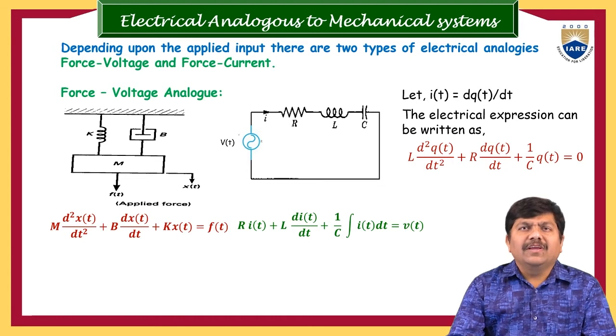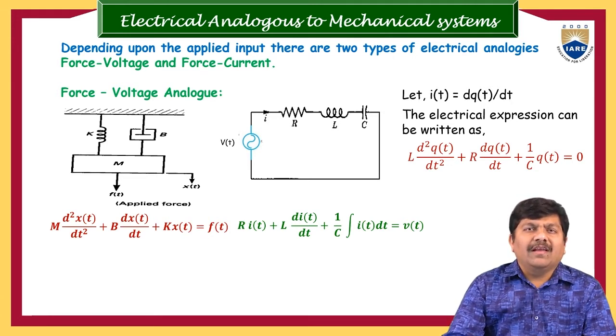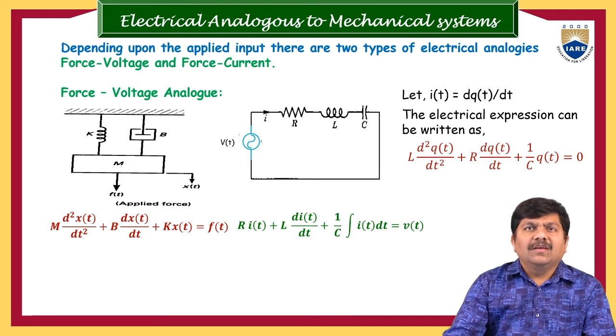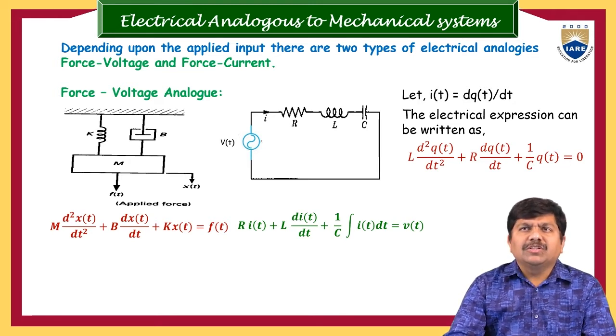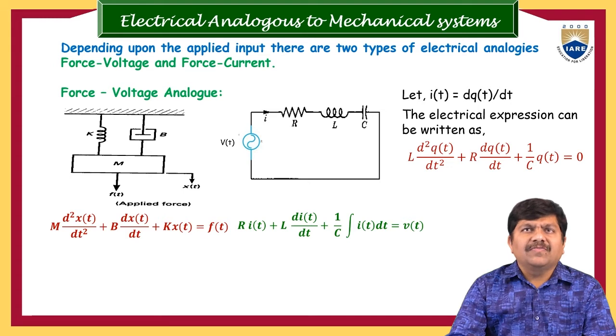Suppose the mechanical system is known to us, and we want to convert that mechanical system into an electrical equivalent system. Then we have to find analogous parameters of mechanical elements in electrical engineering fields. So in this video session, I am going to present electrical analogous of mechanical systems. Now, depending on the applied inputs, there are two types of electrical analogous, that is nothing but force-voltage and force-current analogous systems.